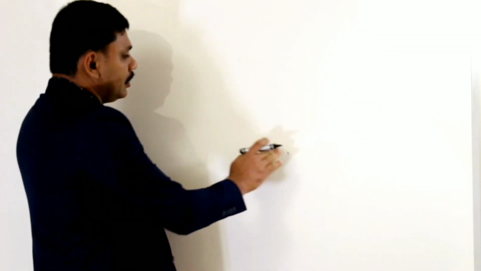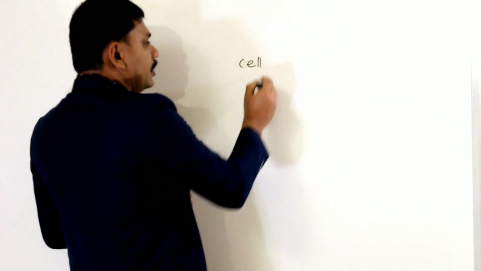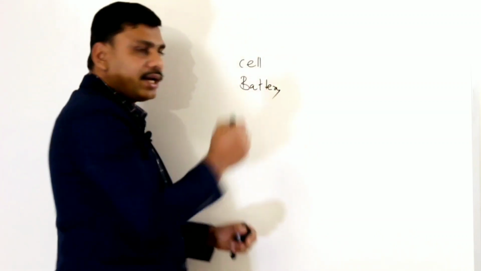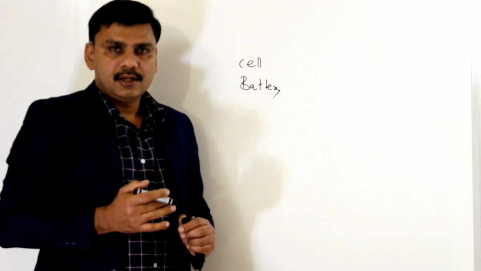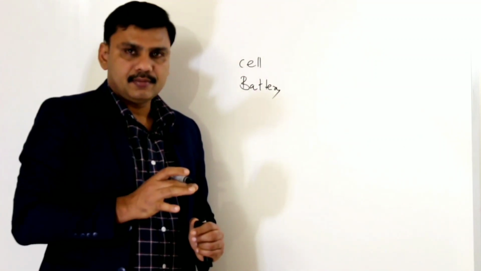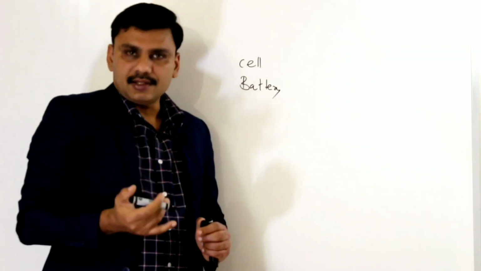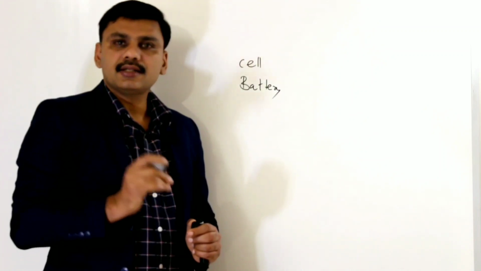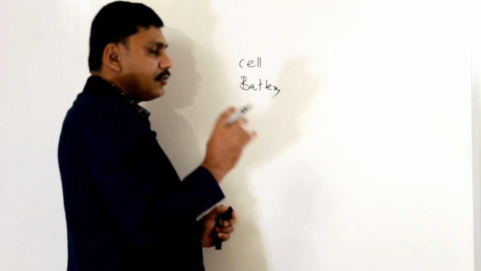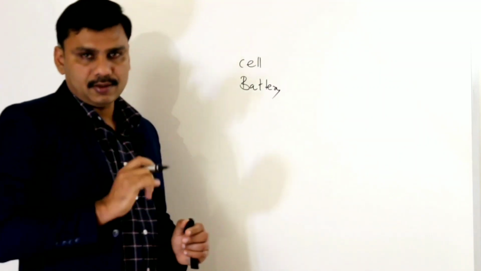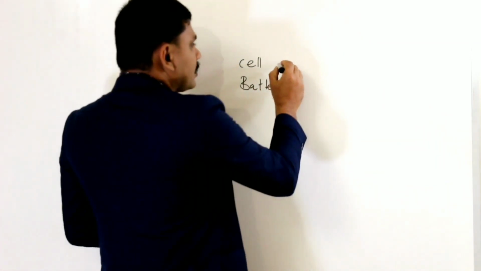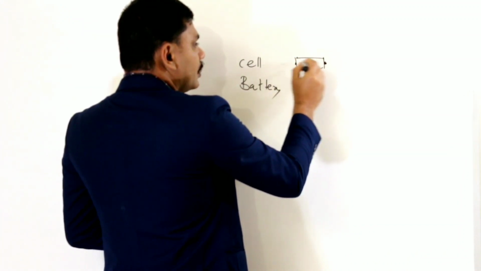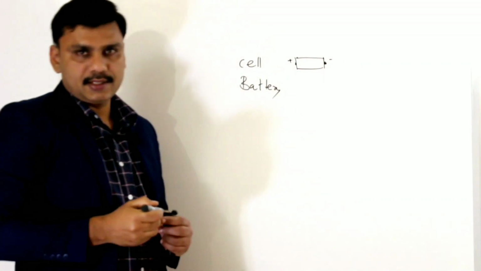You are familiar with the terms cell and battery. What is the difference between cell and battery? A cell is a single unit. A battery is a number of cells, more than one cell. For a cell there is a positive and a negative terminal. If you see a real cell, it looks like this. One end is plus, another end is minus.